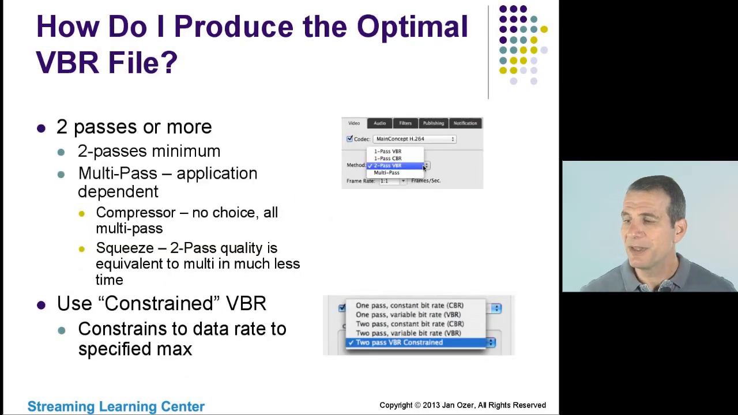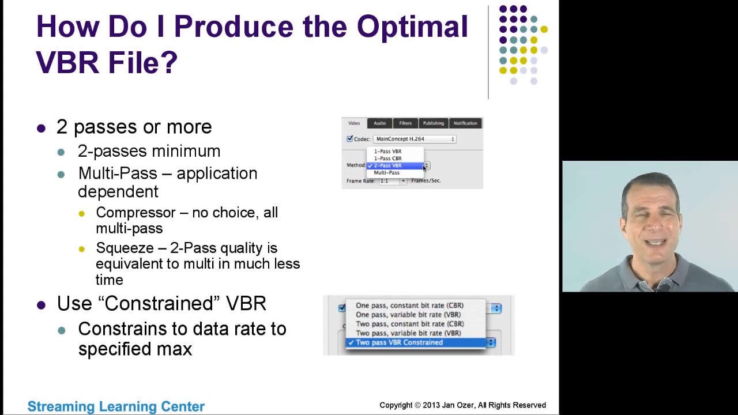A couple of things about the optimal quality VBR file. Typically, when you're producing for VBR, you definitely need to use 2 passes. In the 1st pass, the encoder determines where the easy to compress and hard to compress scenes are. The 2nd pass, it actually does the encoding. Some programs like Sorensen Squeeze that you see here give you an option between 2-pass and multi-pass. And whether you want to do that or not is application dependent.